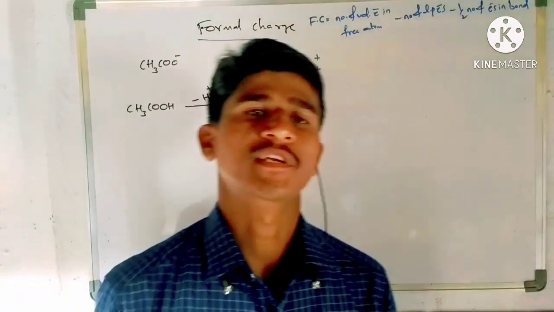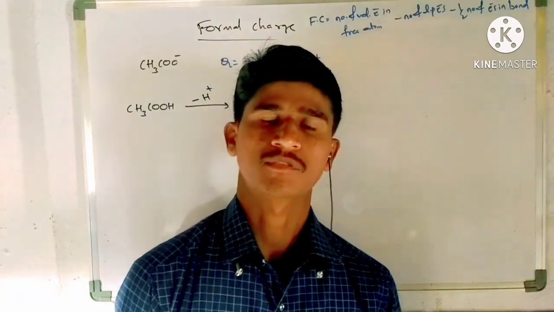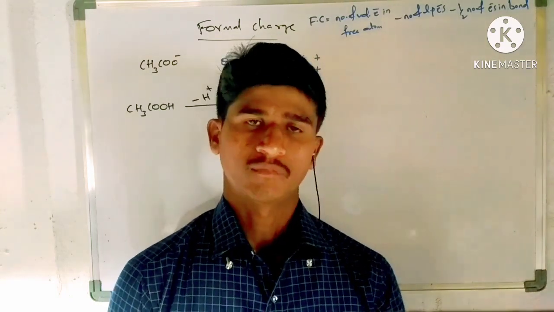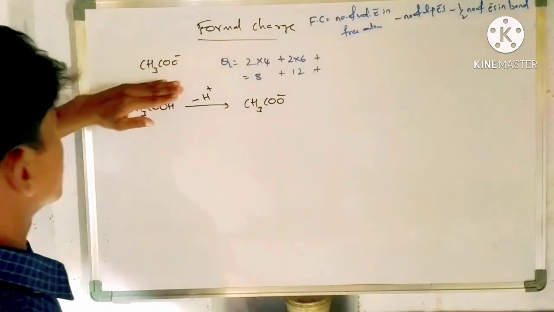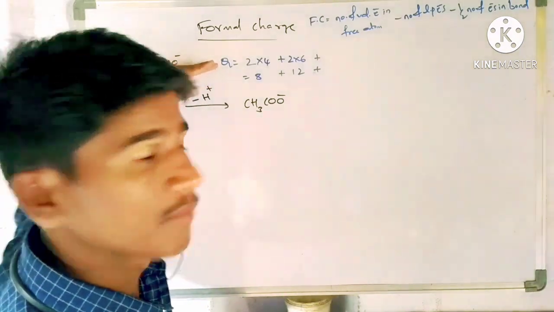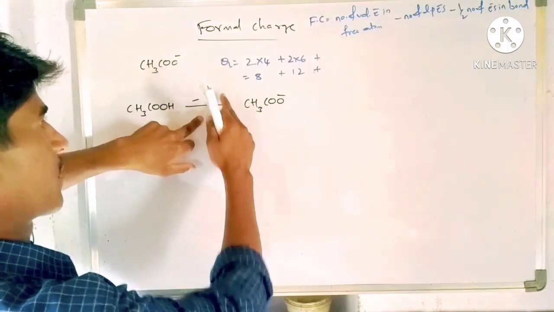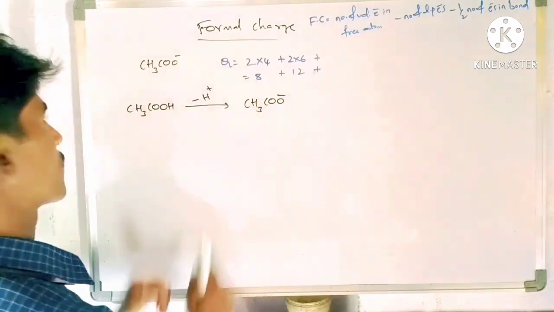So let us write the Lewis structure for the acetate anion, and also calculate the formal charge for each and every atom of it. Let us consider this as the acetate anion. The acetate ion is formed when acetic acid loses a proton, that is an H plus ion. So the acetate anion is formed.